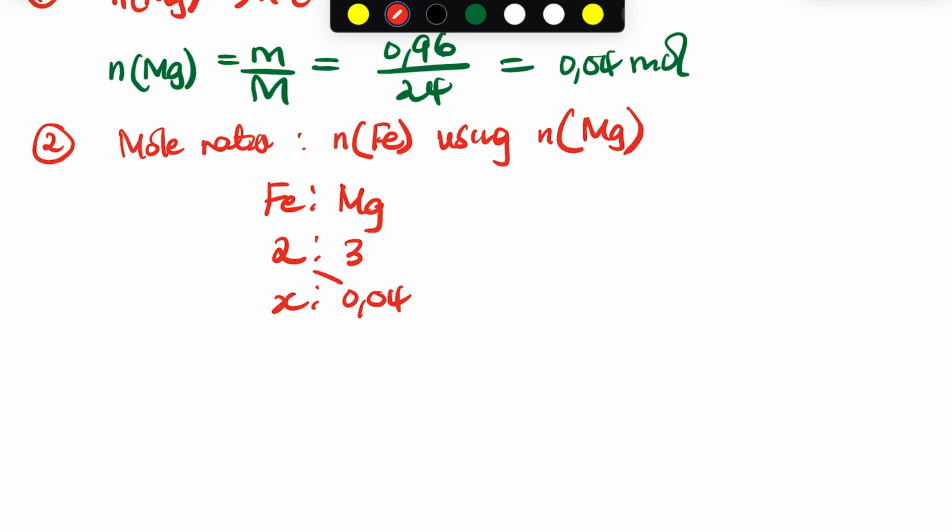If you cross multiply, your X is going to be 0.04 times 2, and then you divide by 3. Your answer here is going to be 0.02666. Remember, we can round off before we get to the final answer. And then step number 3.